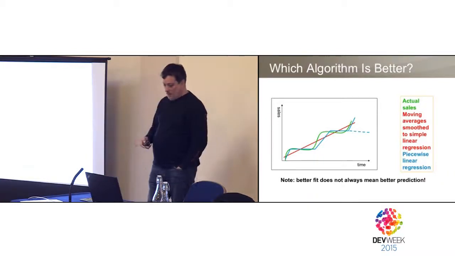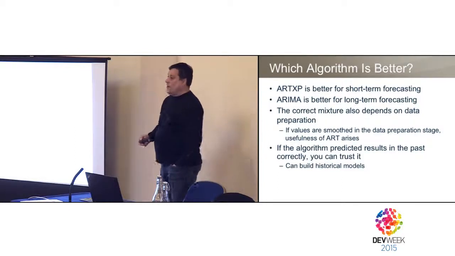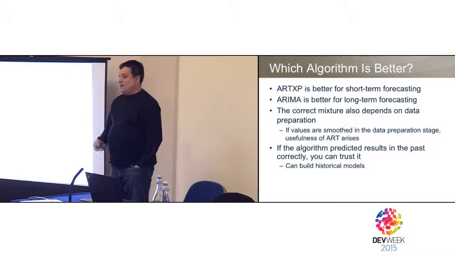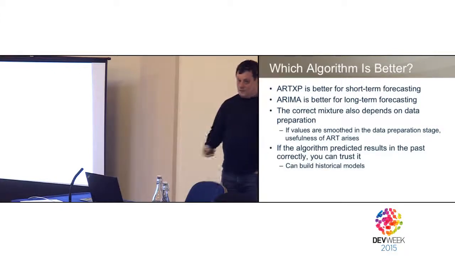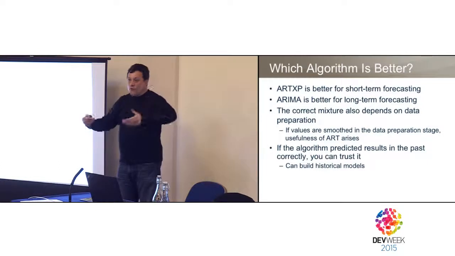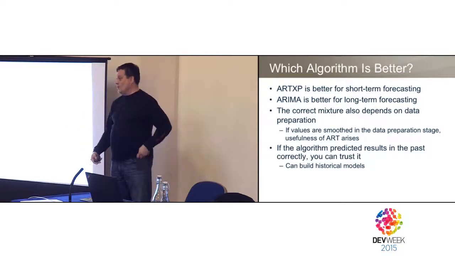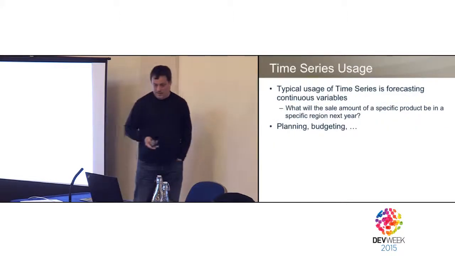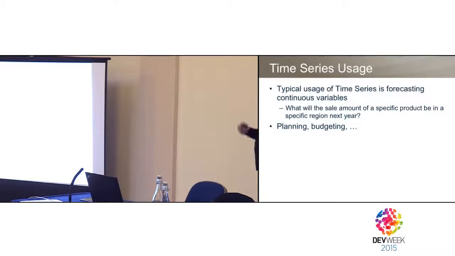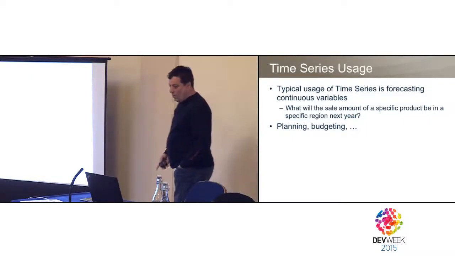But another method is to pretend that the current time point is already in the future, move back, and calculate ARTXP and ARIMA equations for, let's say, 3 time points in the past, and then forecast the next 3 time points where you have the results. So if forecasts are close, you can trust the model. Of course, this is used for forecasting continuous variables, all kinds of planning, budgeting, and so on.